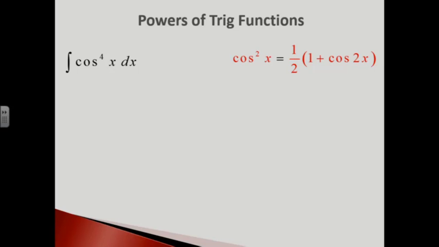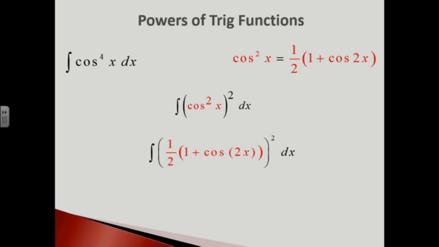First of all, write cosine 4x as the square of cosine square x, then use the half-angle identity for cosine square, squaring the result to obtain a formula that involves cosine square of 2x. The half-angle identity is applied one more time to obtain cosine 4x, and then we can find the integral.